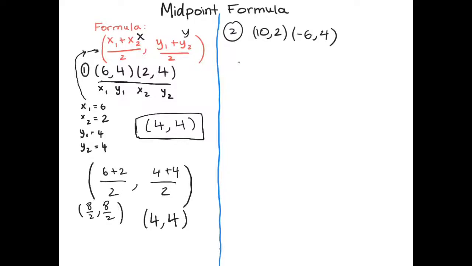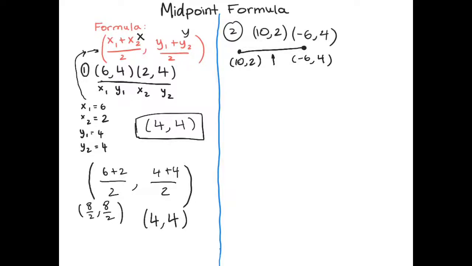You've got 10, 2, so this will be our point for 10, 2, and then our next point will be negative 6, 4. So that'll be about here. Connect these. Those will be our two points. Now we have to find the midpoint, which will be somewhere here. That'll be our midpoint.